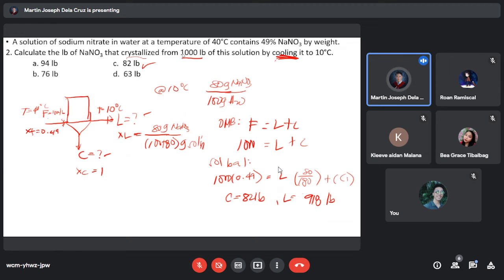So absorb 2 minutes. I'll give you time to absorb the information. So where did you get XL, XC, everything? So 2 minutes. Absorb lang. Cooling, meaning no water evaporated. Okay. So I think enough na yun, no?